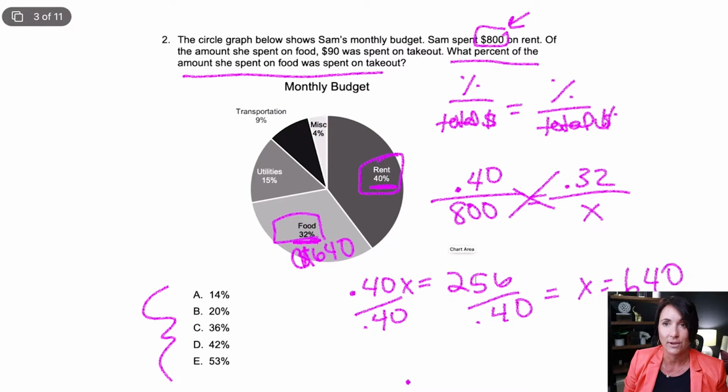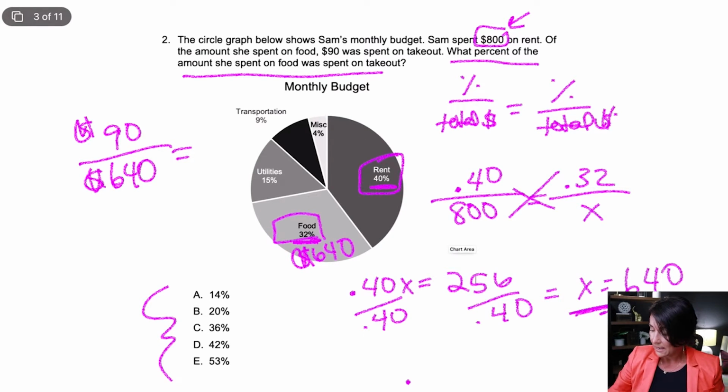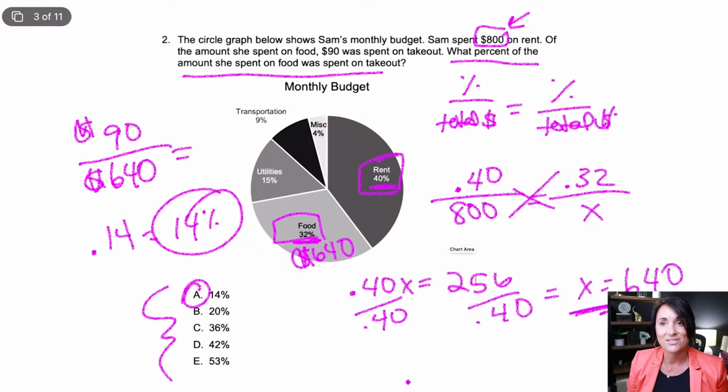Well, that's very helpful now because I'm not done yet. I am not done with this problem. That's just another piece of the puzzle that I have figured out using a proportion. Now I need to figure out what percent of the amount I spent on food was takeout. Well, if I spent $90 on takeout and my total amount I spent on food was $640, simply divide 90 by 640 and you get 0.14 something, which equals 14%. And A is the correct answer there.